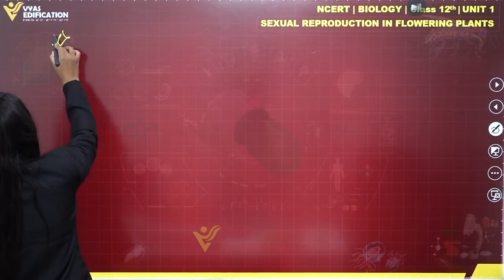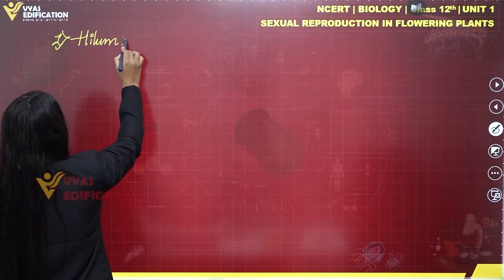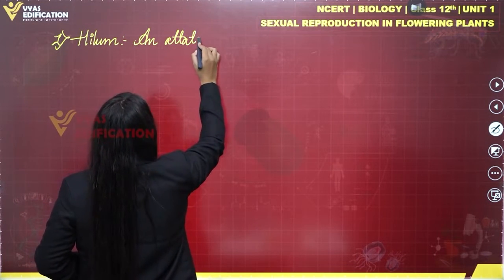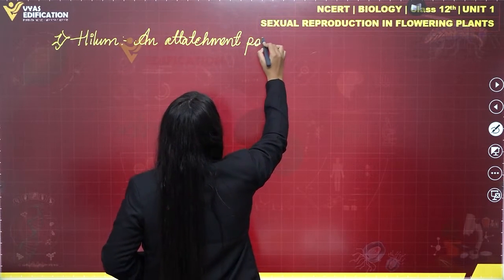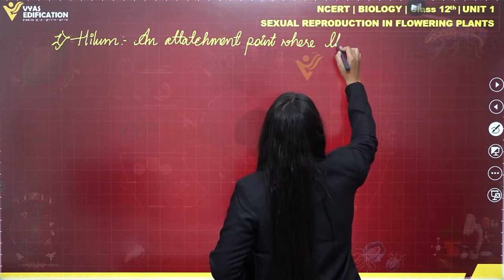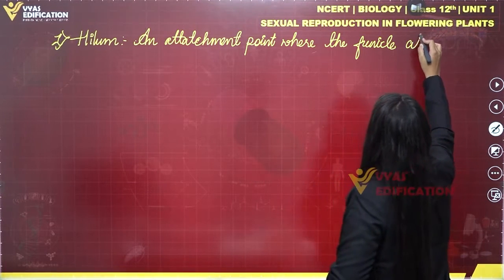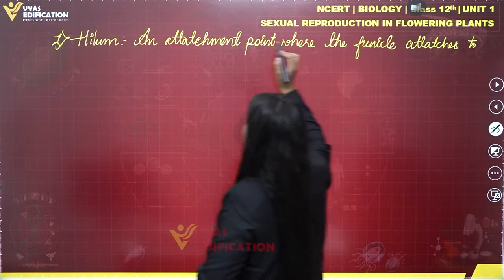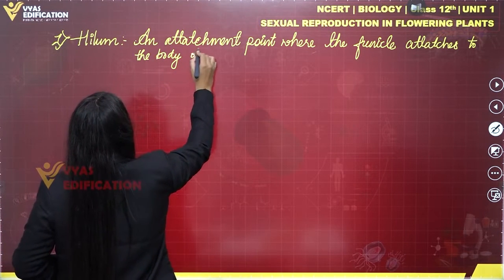First, the very first part, hilum. What is hilum? Hilum is an attachment point where the funicle attaches to the body of an ovule.